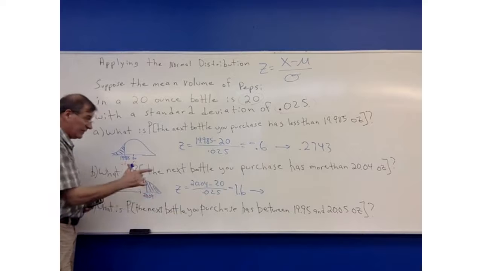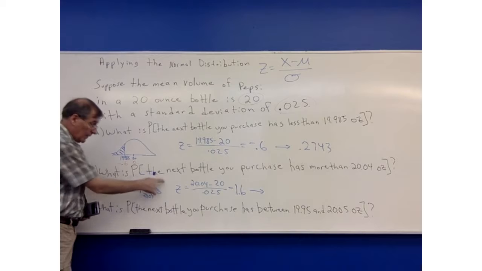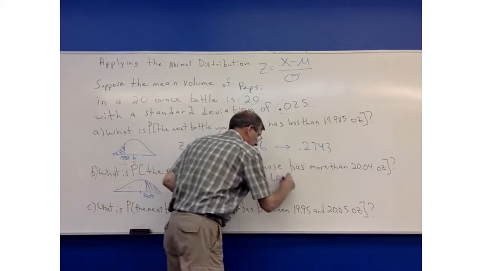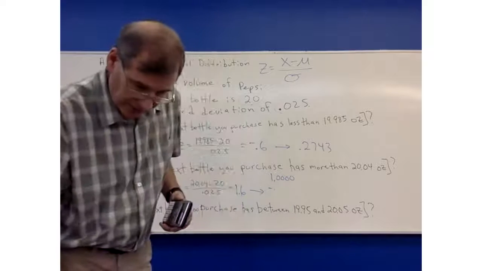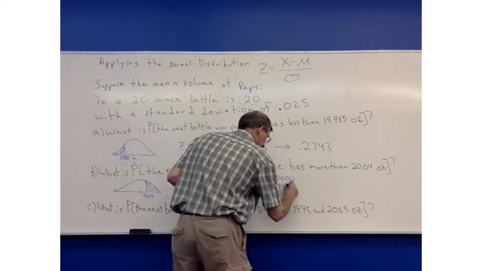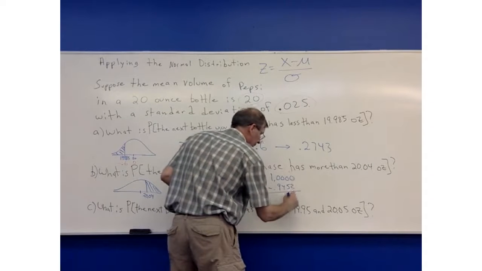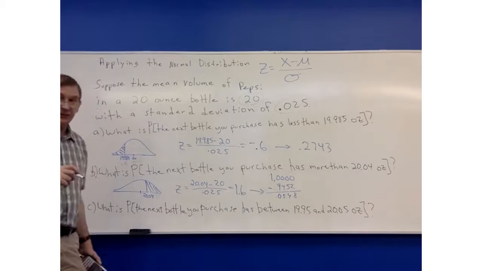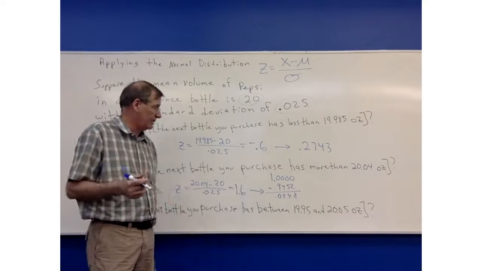So in this case, we have an upper tail problem. What does the table give us? It gives us the lower area. We're going to need to take 1 minus this area to get our answer. So we're going to have 1.0000 minus, we look up 1.6, 0.9452. 10 minus 2 is 8, 9 minus 5 is 4, 9 minus 4 is 5. That happens 5% of the time. Not very often, 5% of the time.